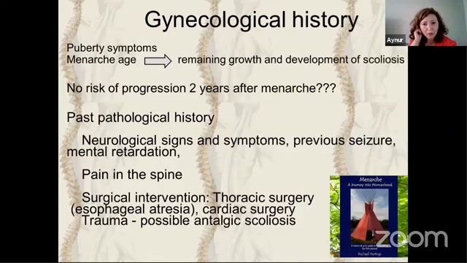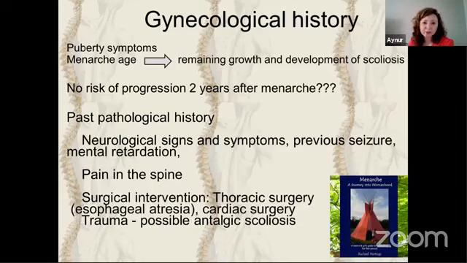Gynecological history. We must ask about puberty symptoms and menarche age. It is important for remaining growth and development of scoliosis. They think there is no risk of progression 2 years after menarche. I put a question here, because it is not the fact. Sometimes we can see that after 2 years from menarche, the children go on growing. Because of this, it can be changeable.